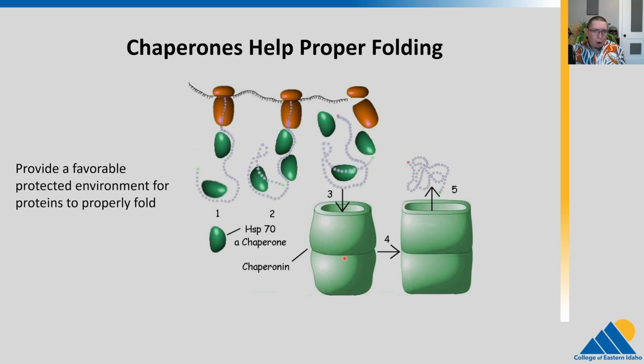So in your cells, there are special little proteins called chaperones that can help proteins fold. So a protein might get made by a ribosome, and then it goes into this little barrel-like structure called a chaperone that provides a nice, safe environment for the protein to fold properly, and then out it pops, all ready to go and do its function. So there's a lot of importance put on proper protein folding.